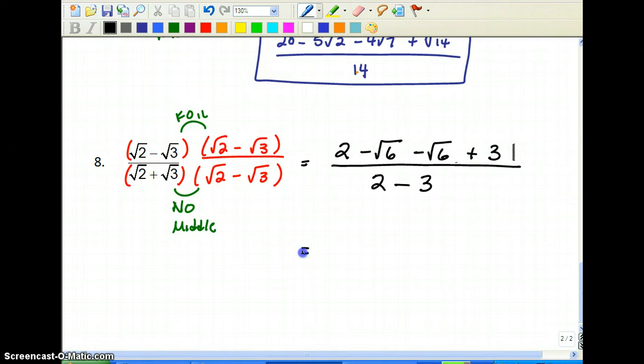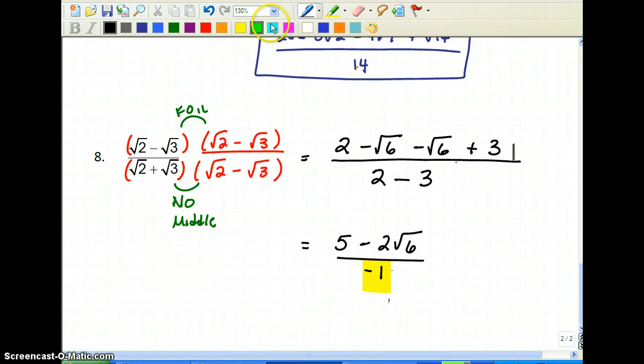Add your like terms. We get 5 minus 2 root 6 all over negative 1. They will never leave a negative 1 in the denominator of a problem. So you need to be able to get that out of there. So our final answer would be negative 5 plus 2 root 6.